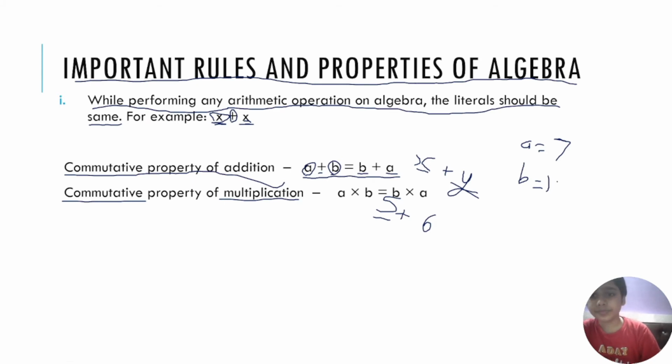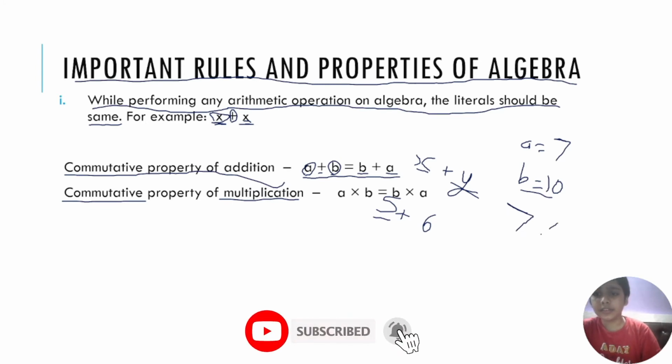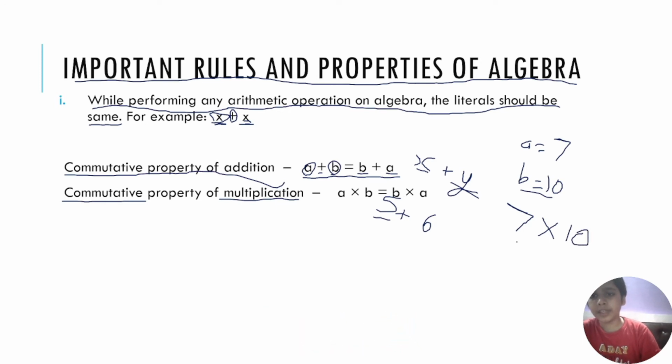So now here a is 7 and b is 10. So let's solve this. A multiplied by b, that means 7 multiplied by 10, and b multiplied by a is 10 multiplied by 7. If we solve them both, 7 multiplied by 10 is 70 and 10 multiplied by 7 is also 70. That means the property written here is correct. A multiplied by b equals b multiplied by a.